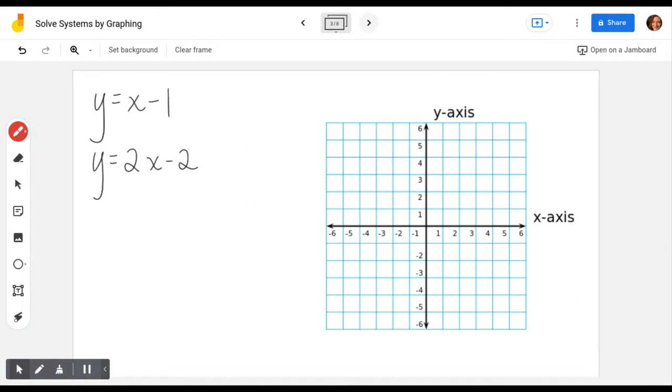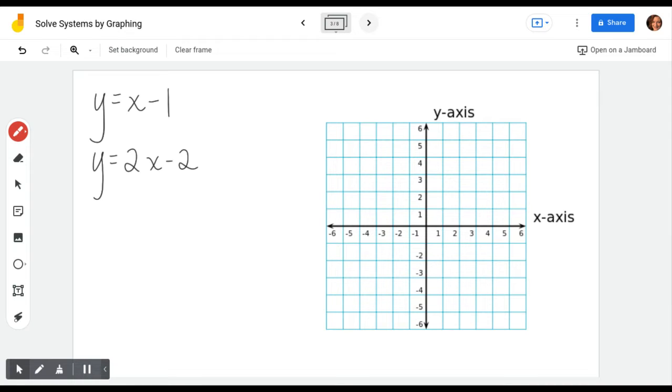Okay. So a system of equations is two equations that are happening at the same time. So when we're graphing them, we're going to put them on the same coordinate plane. Their solution is where they're equal at the same point at the same time. It's where they cross. Okay?